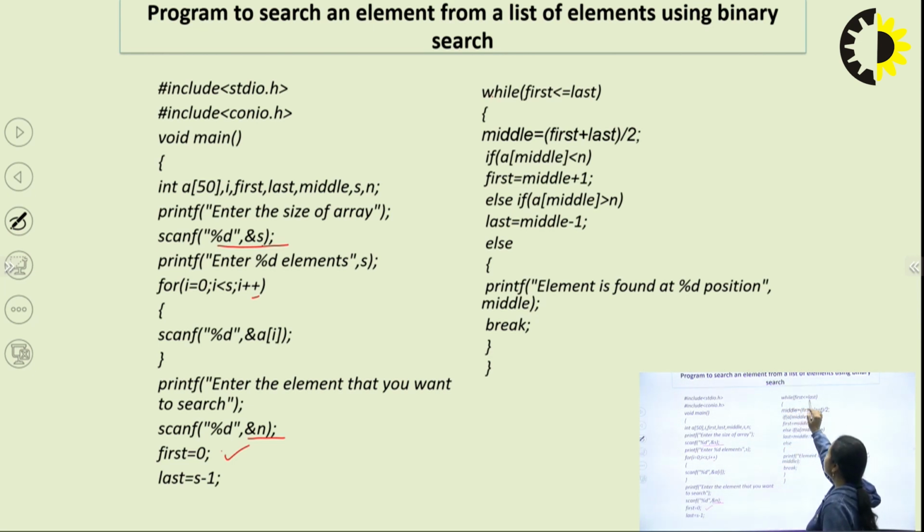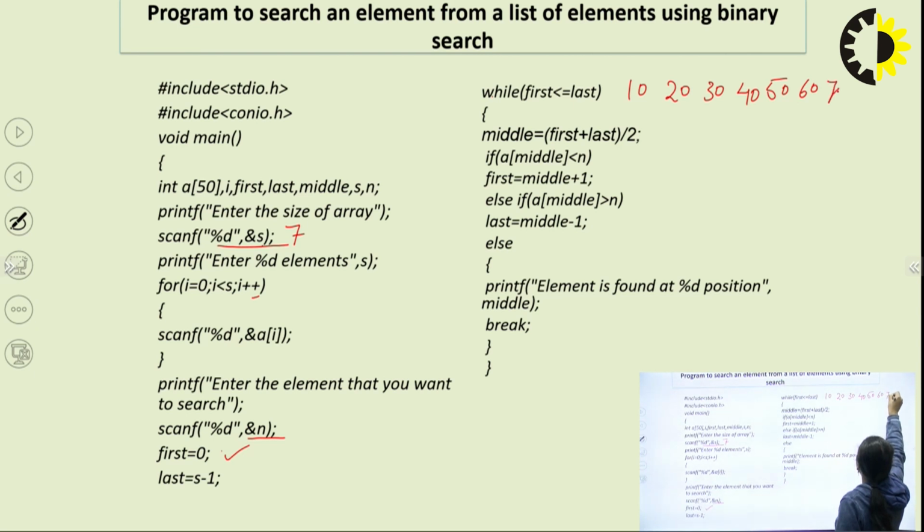Now, while first is less than or equal to last means the list of elements exists. This is the condition to check whether the list of elements exists or not. For example, if the number of elements entered by the user is 7, the value of S is 7. And now let us take the elements 10, 20, 30, 40, 50, 60 and 70. Total 7 elements are being taken by the user.